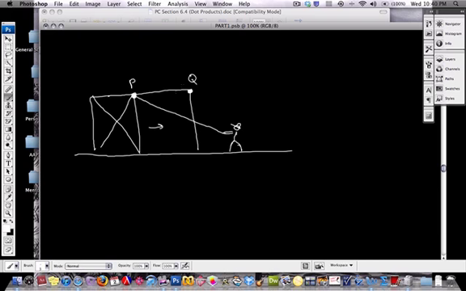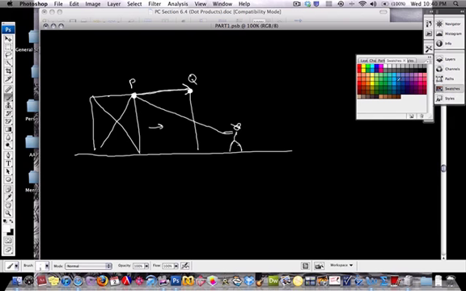And we can think of that as a vector. That would technically be a displacement vector. It shows the displacement of the door from point P to point Q. I'm going to give that a different color here. How about yellow? So vector PQ is the displacement vector.